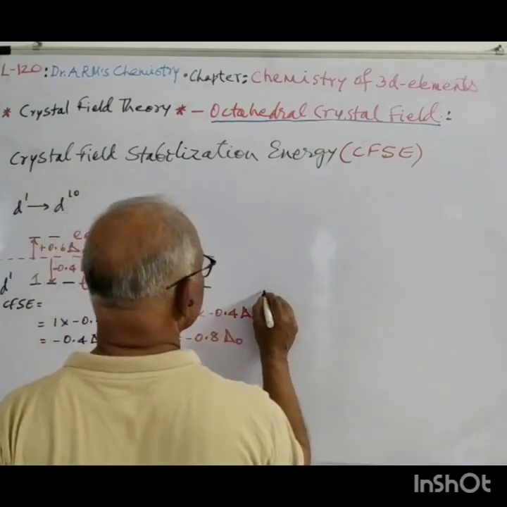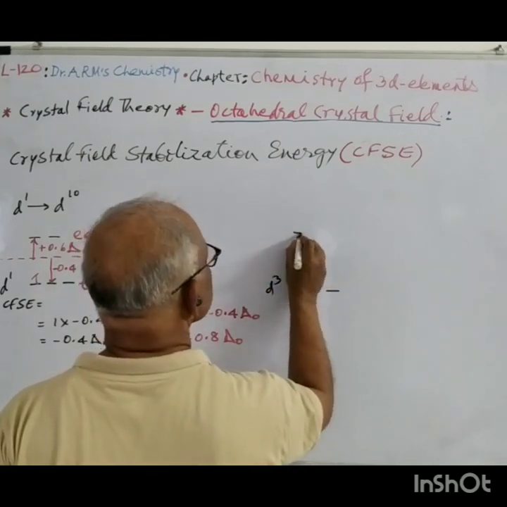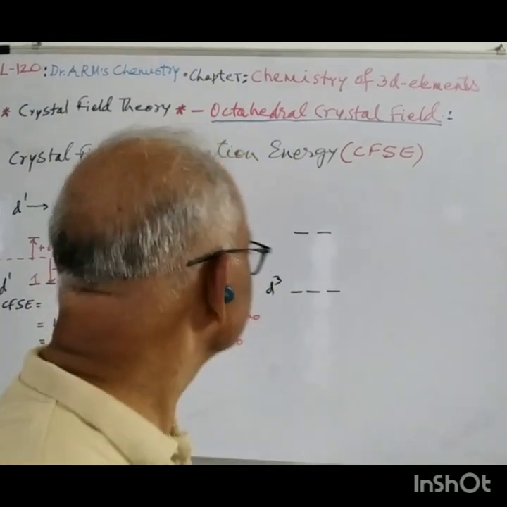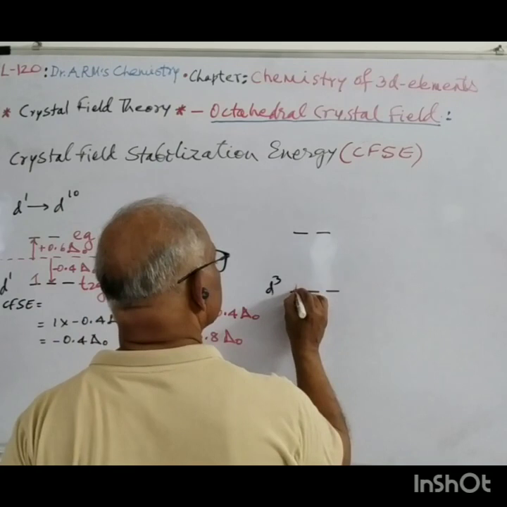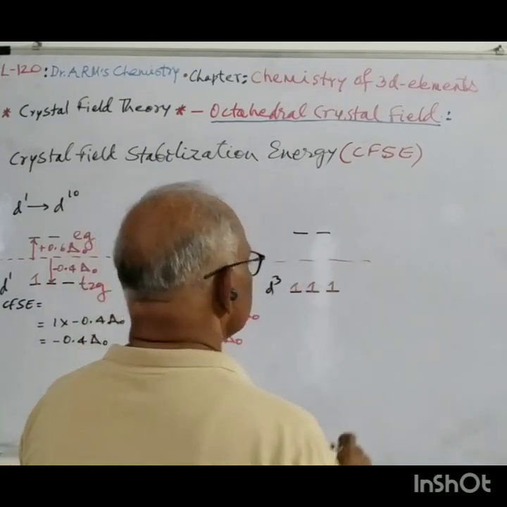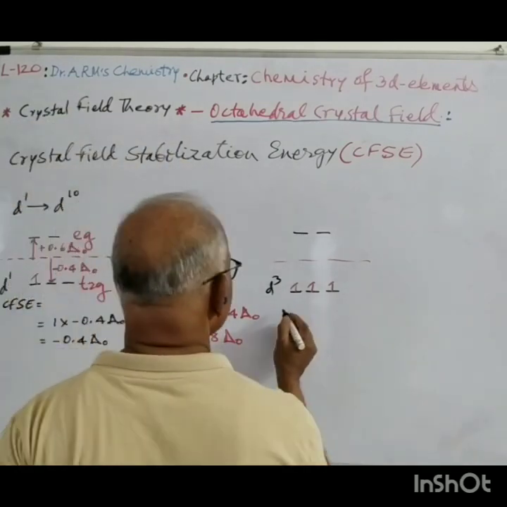Now, in the case of the d3 configuration, we find that there are 3 electrons. So this is the barycenter, and we can calculate the CFSE.